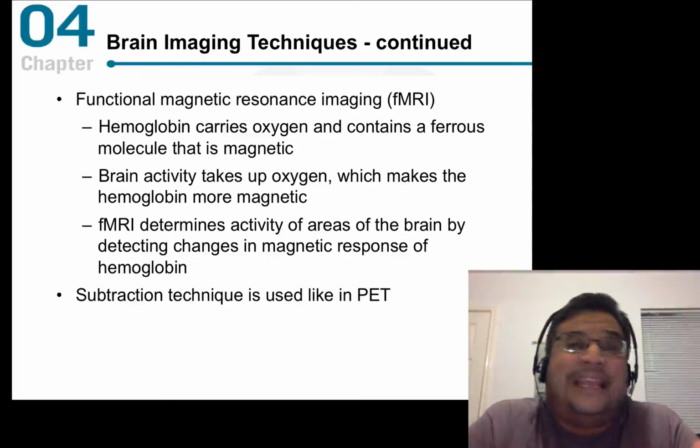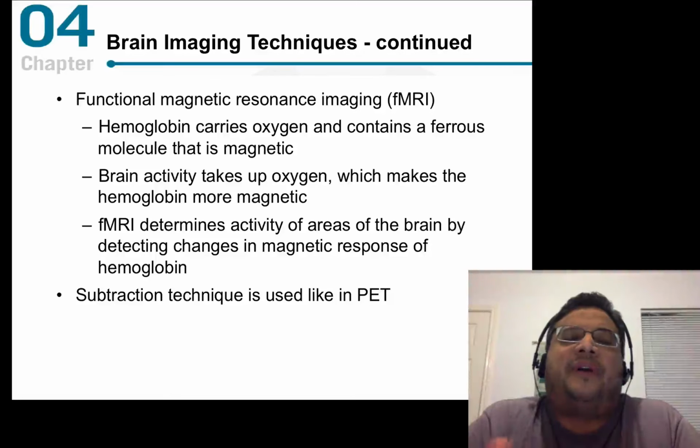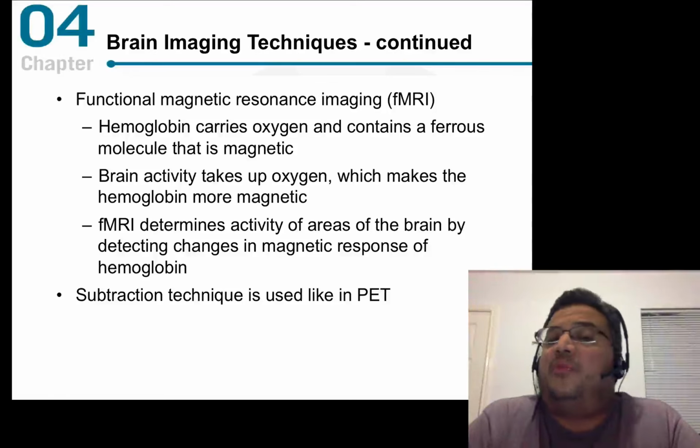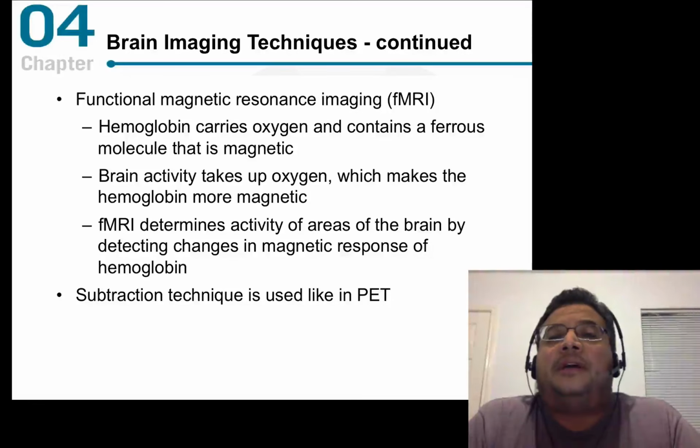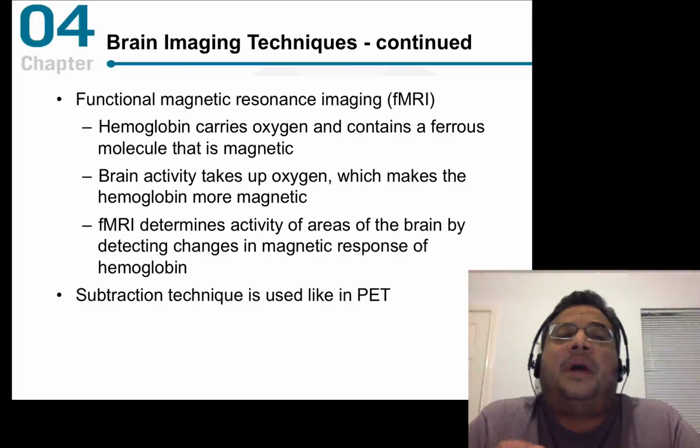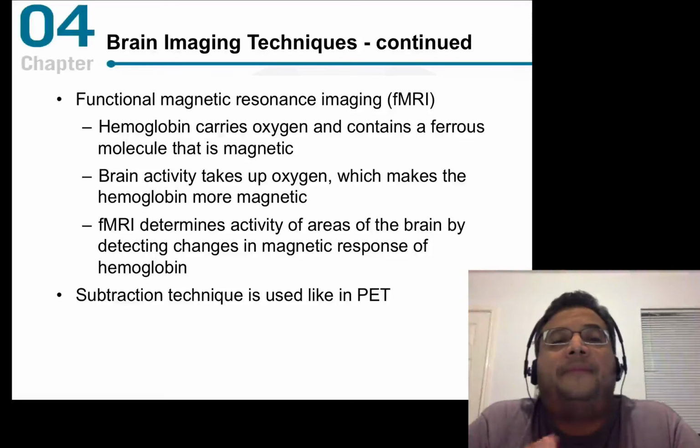If you've ever been anemic, it's because you don't have enough iron in your blood, which means that there's not enough iron to be incorporated into hemoglobin to carry enough oxygen, so you end up being kind of weak and anemic. That's what causes that. But hemoglobin has a little bit of iron, a little iron molecule that is, of course, magnetic. All iron molecules are magnetic, right?